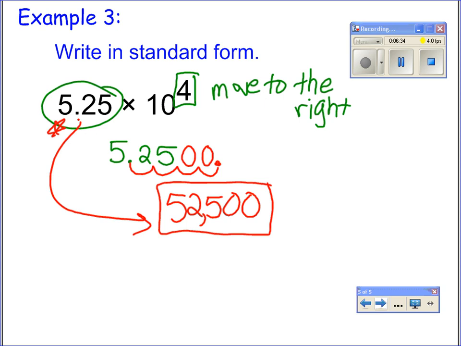Okay, that is the last example in Lesson 5 for numbers and operations. So that ends this unit. We will move on to measurement shortly.